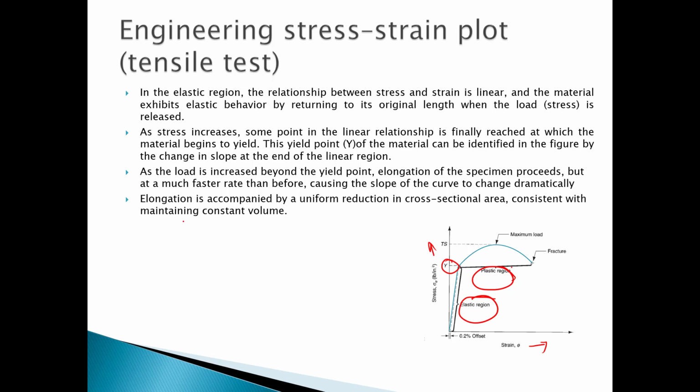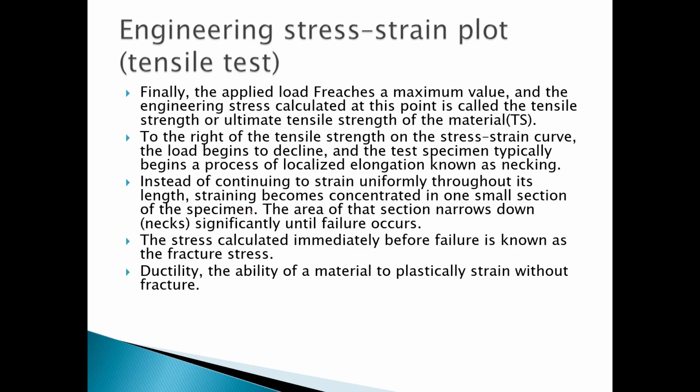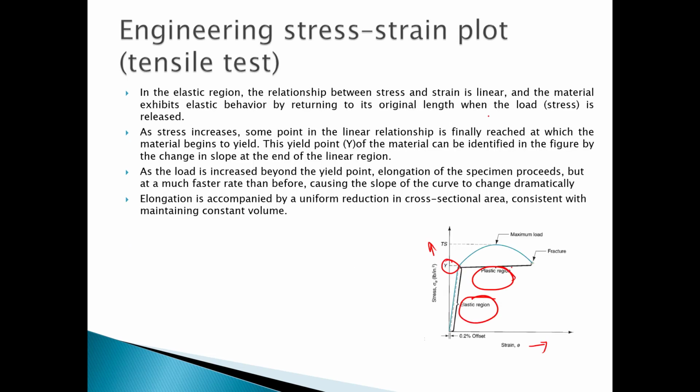Elongation is accomplished by uniform reduction in cross-sectional area consistent with maintaining constant volume. Finally, the applied load reaches a maximum value and the engineering stress calculated at that point is called the tensile strength or ultimate tensile strength of the material. So this is the maximum value. This is the ultimate tensile stress.